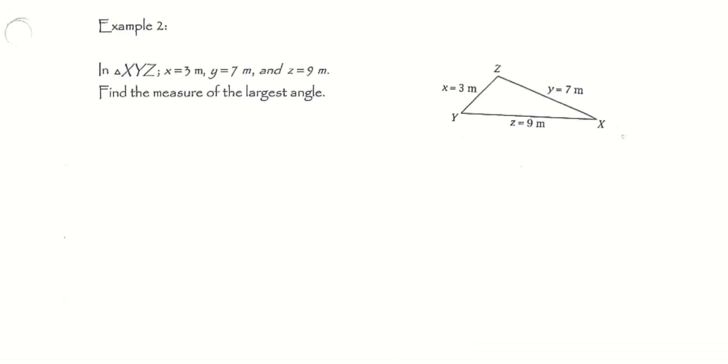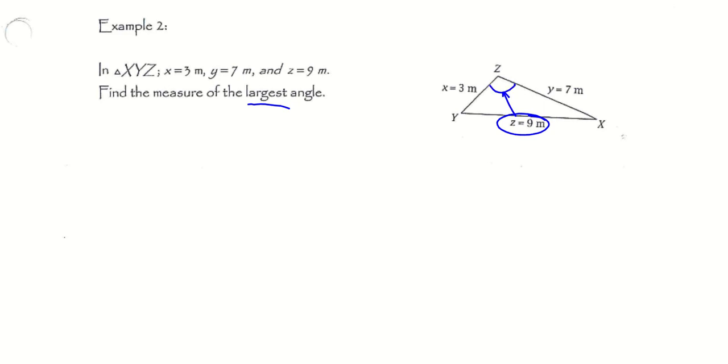So here we have triangle XYZ. We're given the length of side X, side Y, and side Z. So we know three sides, and our job is to find the measure of the longest angle. One thing you learned in geometry is the largest angle is always opposite the largest side. The largest side is side Z, so we know that we are looking for angle Z.